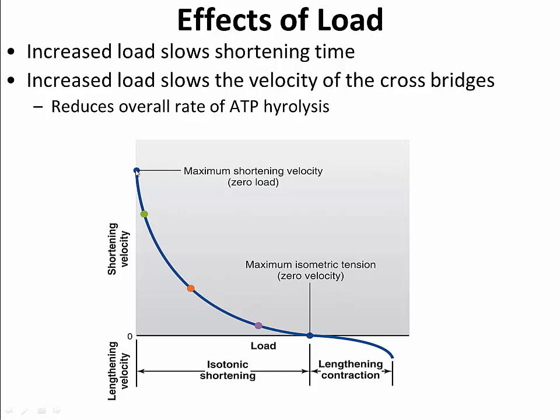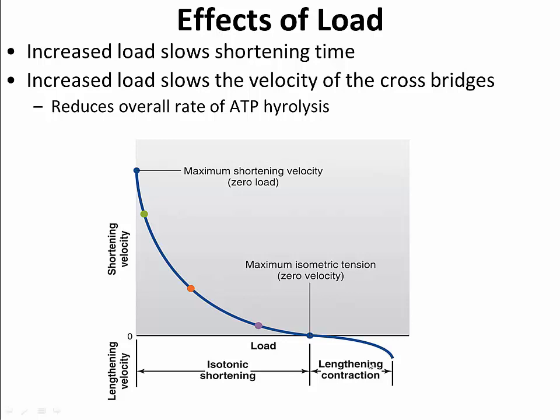And so when the load is 0, the shortening velocity is quite rapid, and then as the load increases, we see this decrease, whereas the shortening velocity slows and slows and slows until we have an isometric contraction right here, when the load and the tension are exactly balanced.